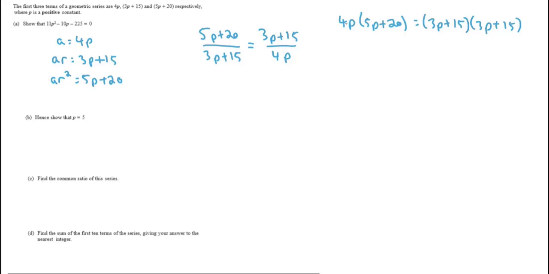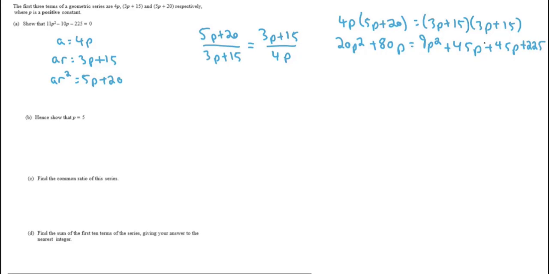Expanding these brackets on the left, 4p times 5p is 20p squared, and 4p times 20 is 80p. And this will equal 3p times 3p is going to be 9p squared, 3p times 15 is going to be 45p, 15 times 3p is 45p, and then 15 times 15 is going to give you 225.